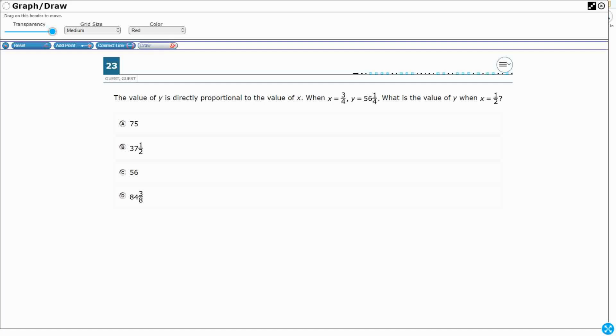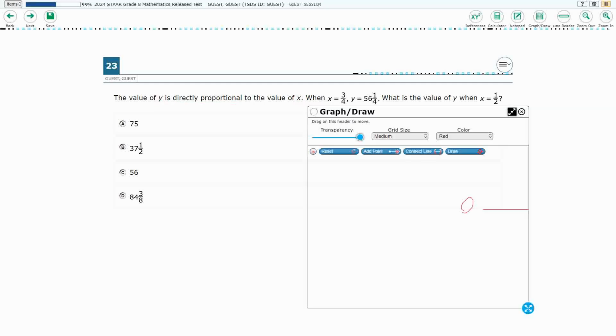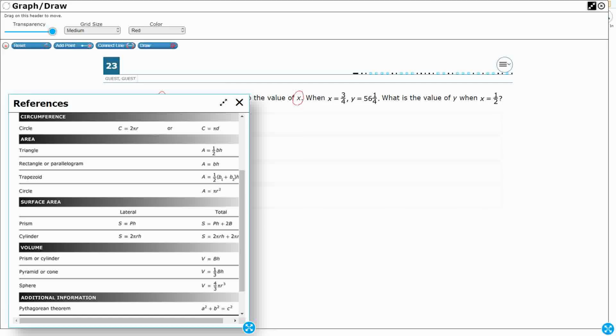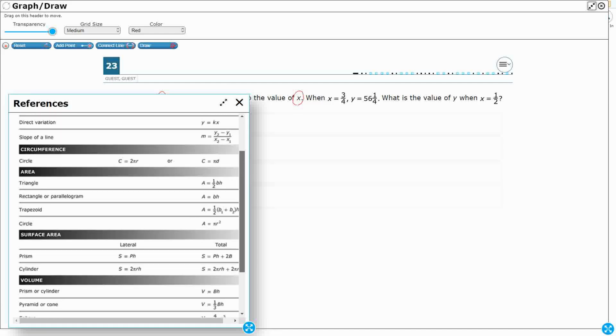All right, so all we have here is just a simple statement that says y is directly proportional to the value of x. Okay, so that's going to be a big key. Before we get into the actual numbers they give us, let's take a look at our reference materials. And what we're going to notice here is that we've got this direct variation. Look at these linear equations at the very top.